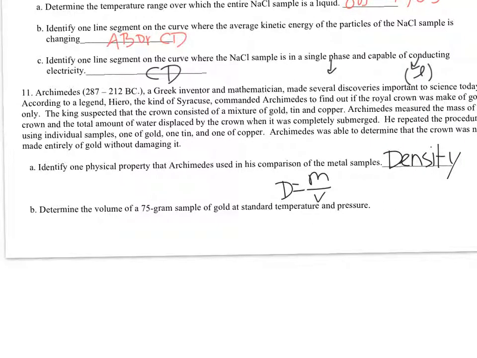And now determine the volume of a 75-gram sample of gold at standard temperature and pressure. All right, so what you need to know here is that D equals M over V. The density of gold is listed in your reference table, equaling the mass of 75 grams over a volume which you are finding.